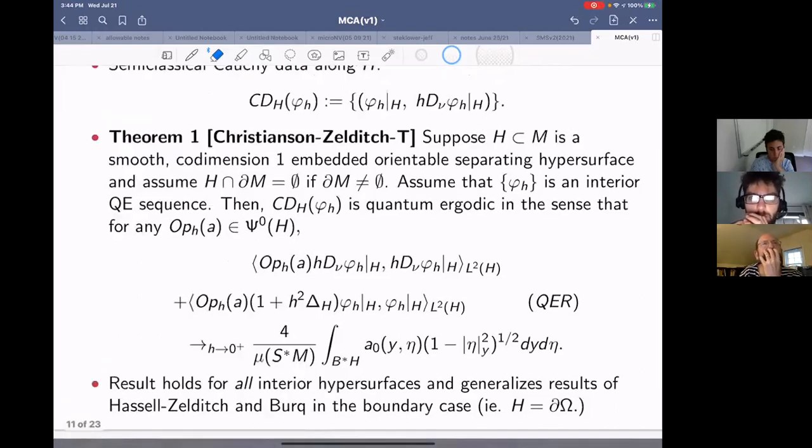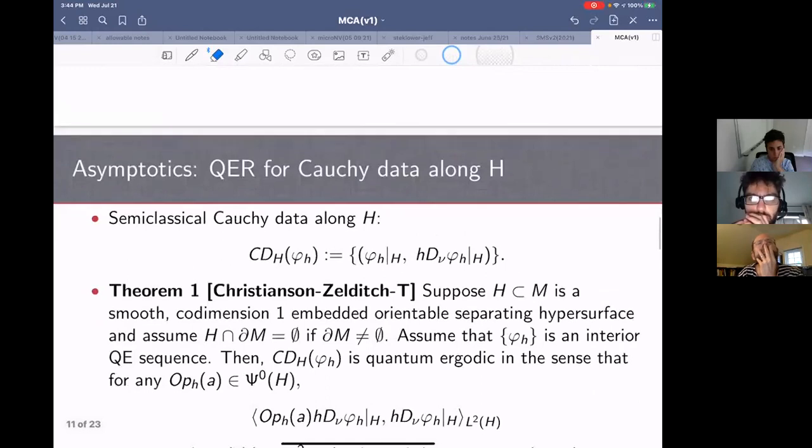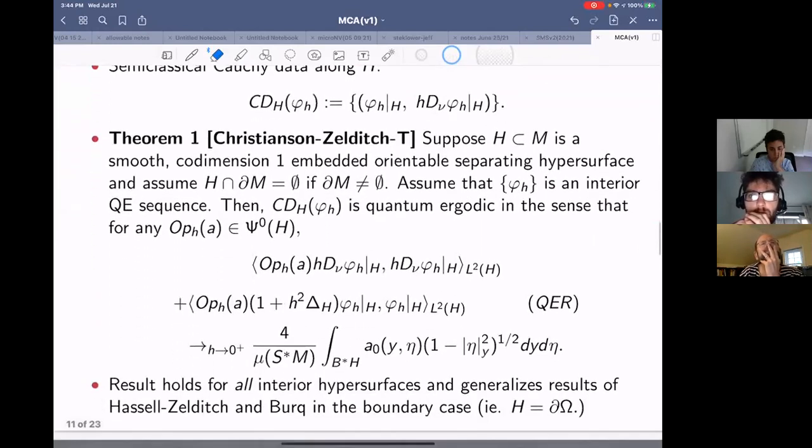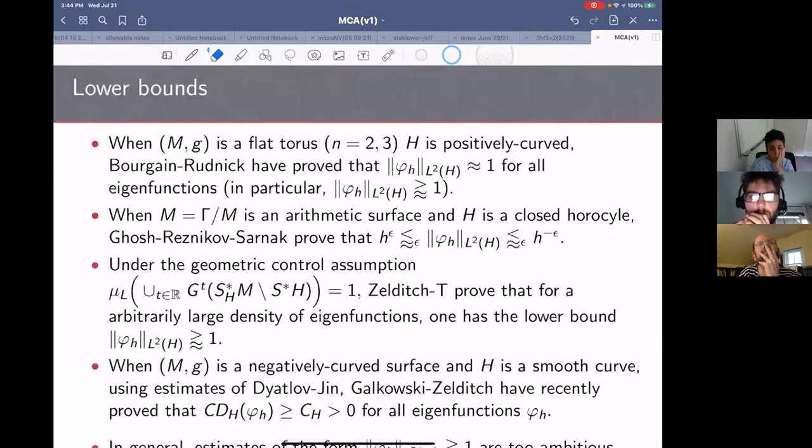Okay, so these are the basic results on equidistribution that are known. That brings me to the main thing I want to talk about, which is lower bounds. Here again, there are special cases that are known. If M is a flat torus, as I've already alluded to, in dimension 2 and 3, and H is positively curved, then the Bourgain-Rudnick theorem says that the L2 restrictions are comparable to 1. So in particular, the L2 restriction is uniformly bounded from below.